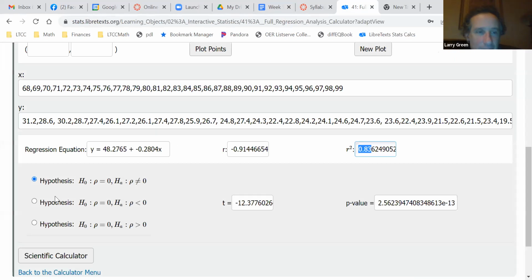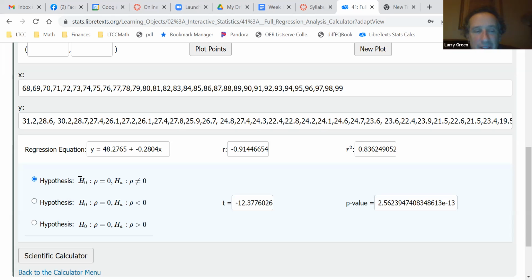And I want to let you know, in our class, we're going to do this one. H naught: rho equals 0. HA, which is sometimes called H1, by the way: rho not equals 0. So we're going to do a hypothesis test to see, is there a correlation? If there is a correlation, then that correlation is not 0. If there's no correlation, the correlation equals 0. Any questions on that?